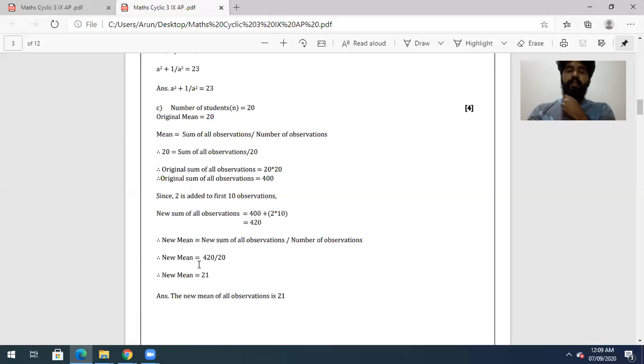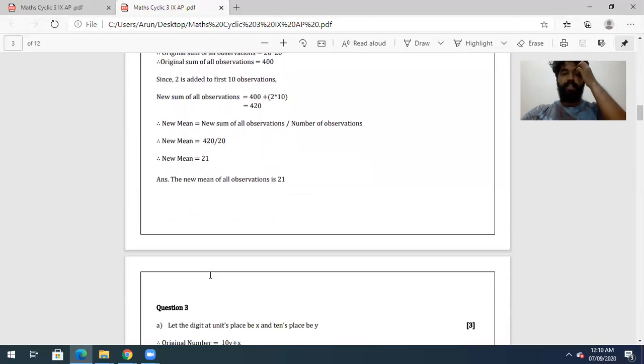Since 2 is added to the first 10 observations, the new sum of all observations would become the original sum 400 plus 2, 10 times. So 400 plus 2 into 10, which is 400 plus 20, which is 420. Therefore, the new mean would be the new sum of all observations upon number of observations. So the new mean would be 420 upon 20, which is 21. Therefore, the new mean of all observations is 21. I hope you all have understood this question as well, students.